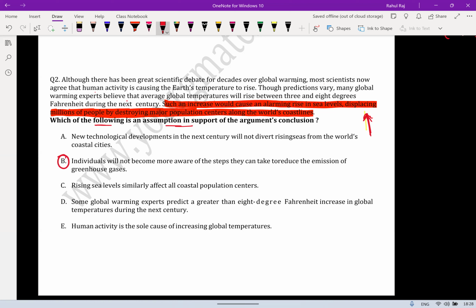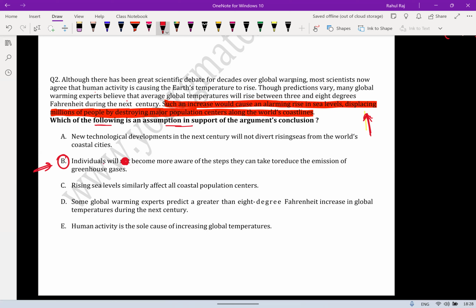So let's say B. Individuals will become more aware of the steps they can take to reduce the emission of greenhouse gases. Negated: individuals will not become more aware of these steps. A lot of you might have got B also as the answer, right? If I'm not wrong. Who's got B? Malvika? Malvika B. Okay. Tell me one thing.